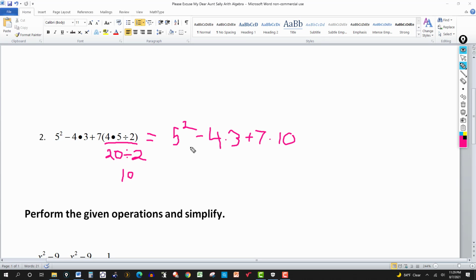Okay, now again, we go from left to right. No parentheses seen here. And then exponents, the first one: 5 squared is 25. Okay, and then we have a subtraction. Here I'll do it as I go. The next one's a multiplication, so that takes preference over subtraction. So 4 times 3, that's 12.